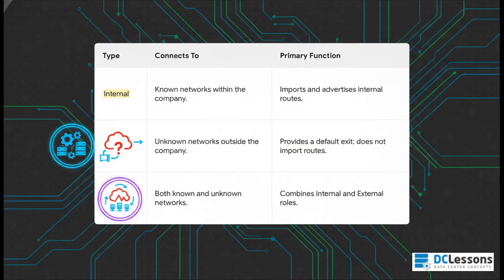Now what's really interesting is that border nodes are not all the same. This table breaks down the different roles they can have. You've got your internal borders, and those are for connecting to trusted parts of your own company, like a data center. Then you have external borders for connecting to the great unknown, the internet. And finally, you've got an anywhere border, which is kind of like a Swiss Army knife that can do both jobs at once. The type you pick really just depends on what network your fabric needs to talk to.